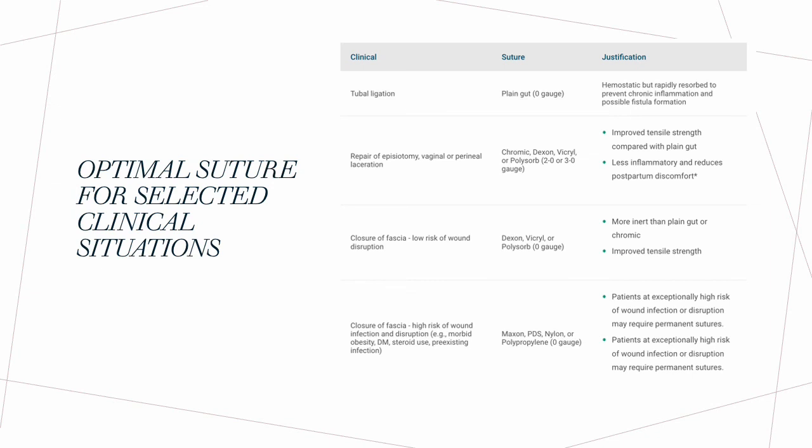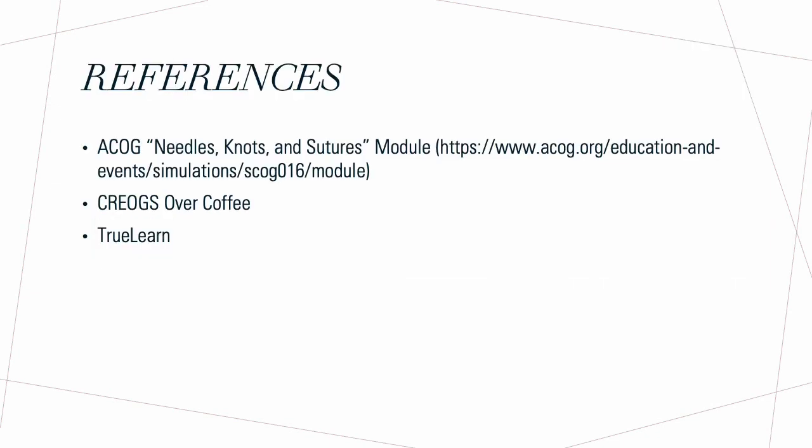And that's about it. There is a good module on CREOG, and I listed the website here, which I used for reference, if you also want to review different needle types and knots as well. And CREOGs Over Coffee has a module about wound healing, needles and sutures. And TrueLearn, I think, frequently has a lot of questions about different types of suture. Hope that helps.